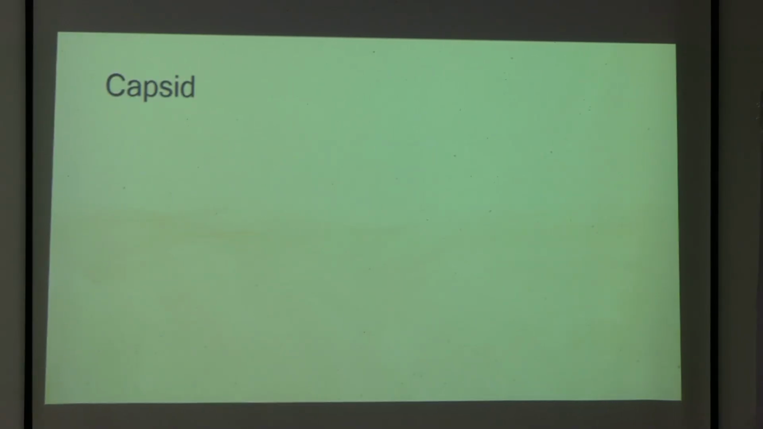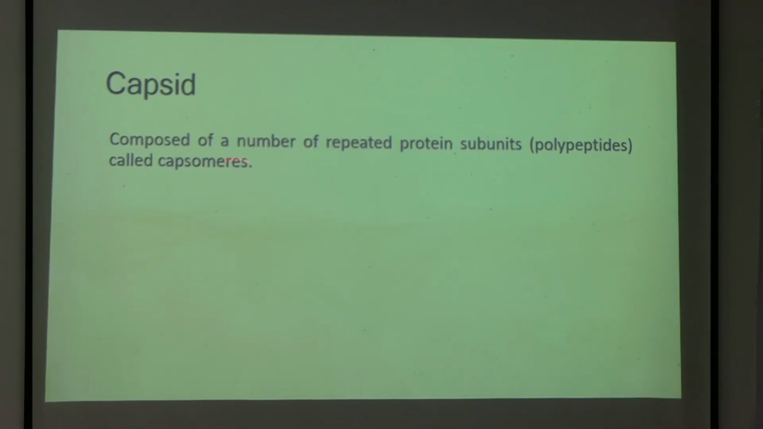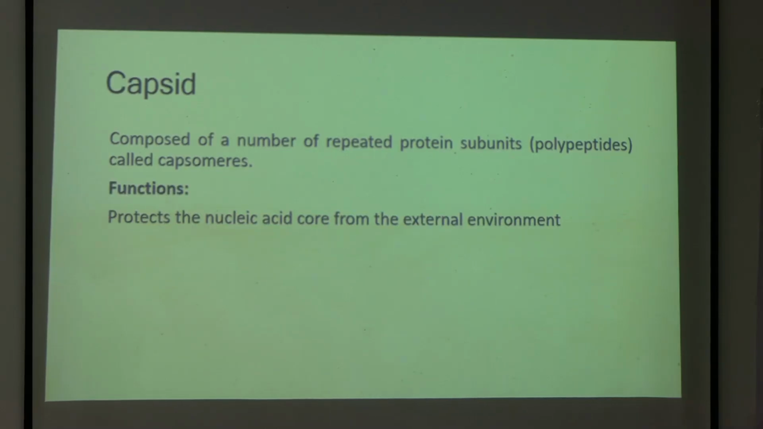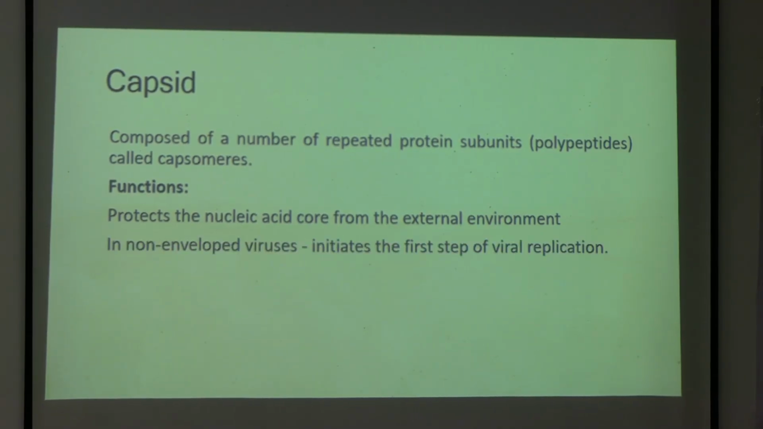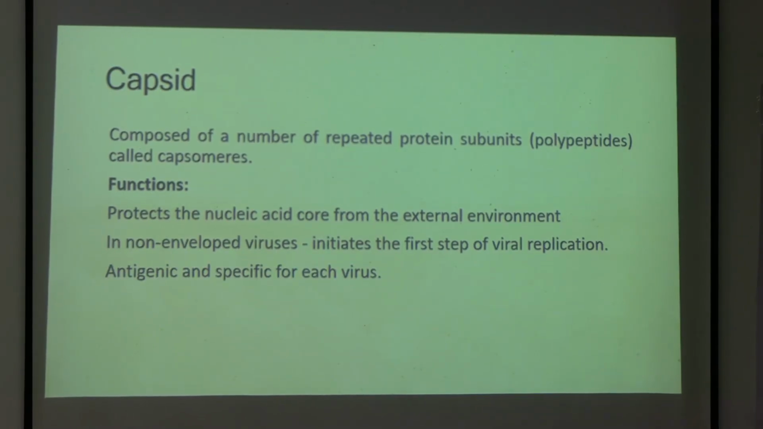Clear? So capsid is actually composed of a number of repeated protein subunits, polypeptides. Together they are called capsomere. The function is that it protects the nucleic acid core from the external environment. It helps the viruses survive and thrive. Clear? There are some non-enveloped viruses. This capsid will initiate the first step of viral replication, okay? And it has antigenic properties.